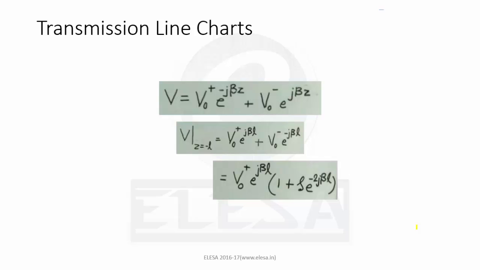And then we represent it in terms of the reflection coefficient rho. Let us take V naught plus e raised to j beta L common. Then what we get is V naught plus e raised to j beta L into 1 plus rho e raised to minus 2j beta L.